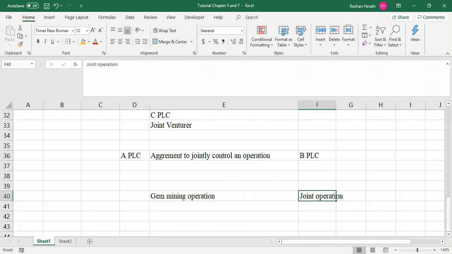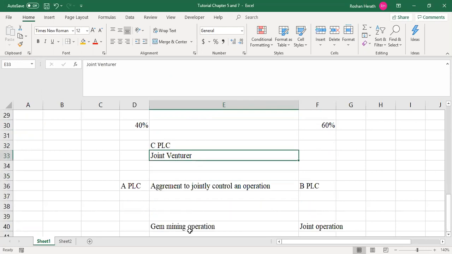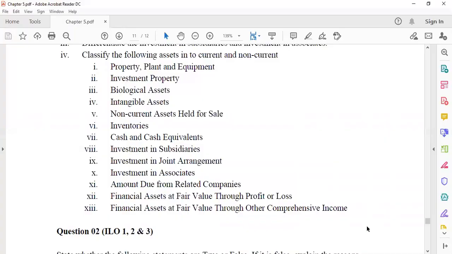So therefore, there are two types of joint arrangement. The most crucial aspect is the joint control. Here we have joint control over an entity. Here we have joint control over an operation, right? That's it. That is just for the knowledge. Okay, fine. So whatever it is, when it comes to a kind of joint arrangement, investment in joint arrangement, it must be a non-current asset.